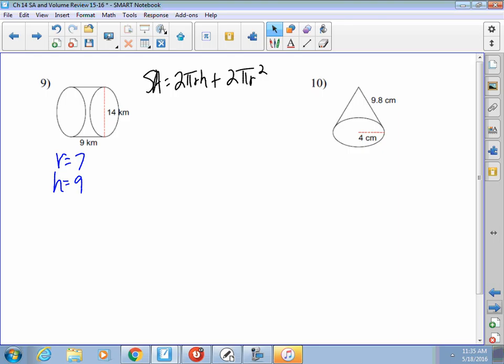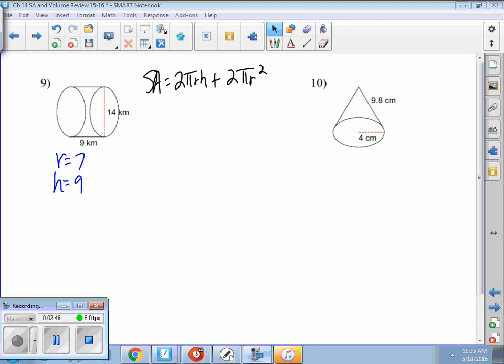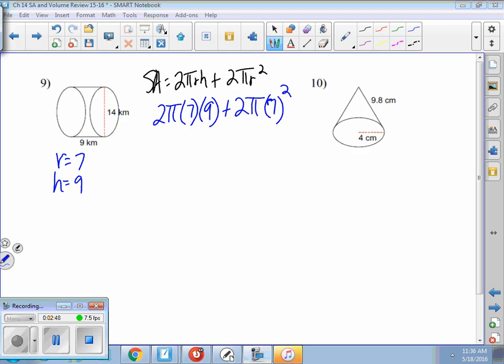Calculate it. Go ahead and plug in the parts. Do it on your own. Just check to see if you're on the right track, and you're going to get it right tomorrow. If you got to 224 pi, then you did it right. Kilometer squared.